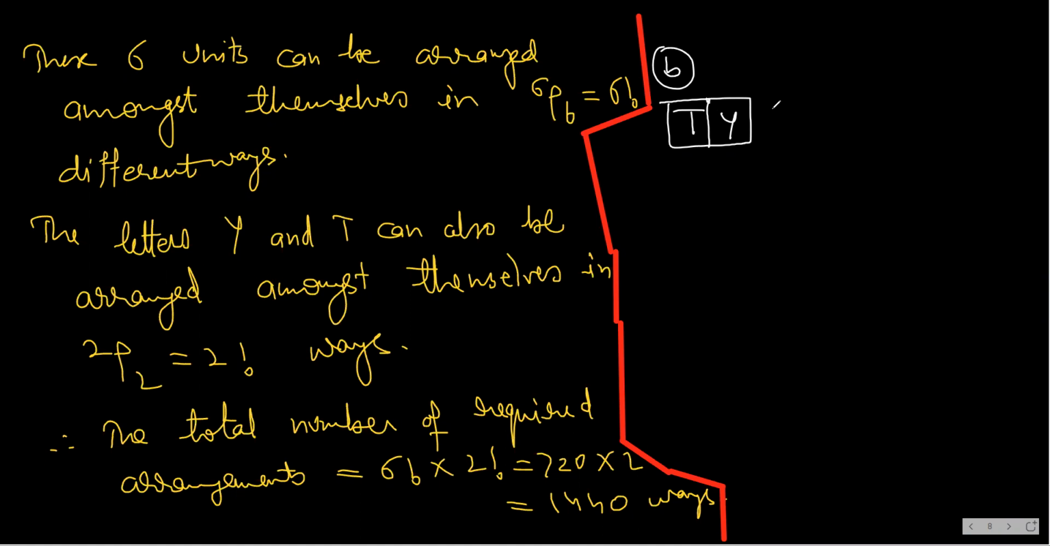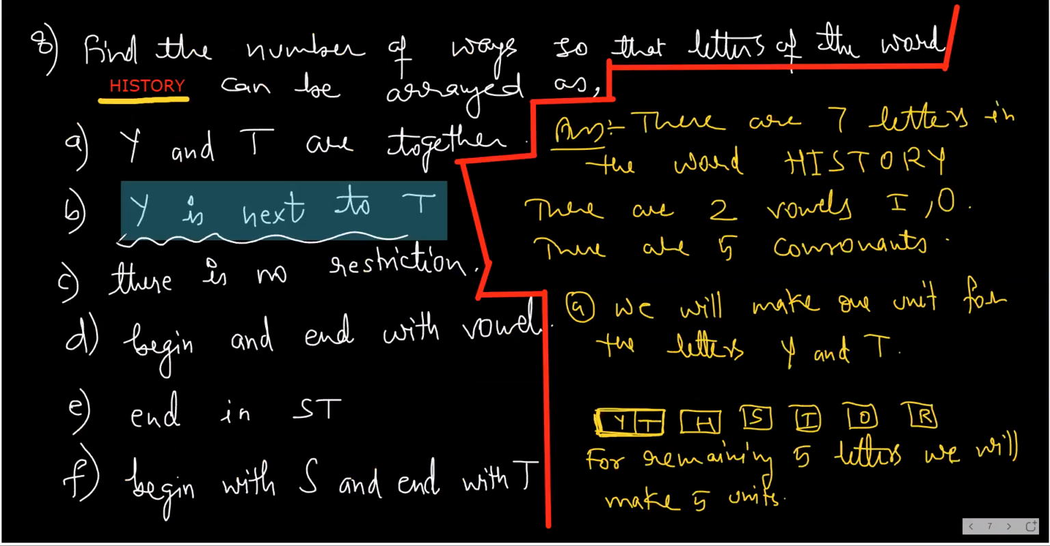And what about the other letters? The other letters like H, I, S, O, and R. These 5 letters are in 5 different units. So you have a total of 6 units once again. Now the question you can ask me is why are this T and Y tied? Because the case was that Y is next to T.